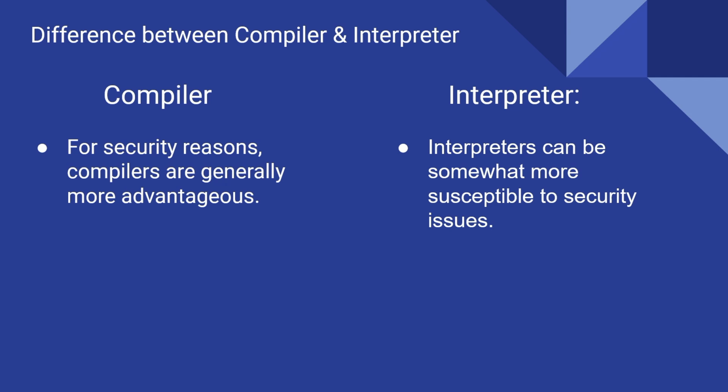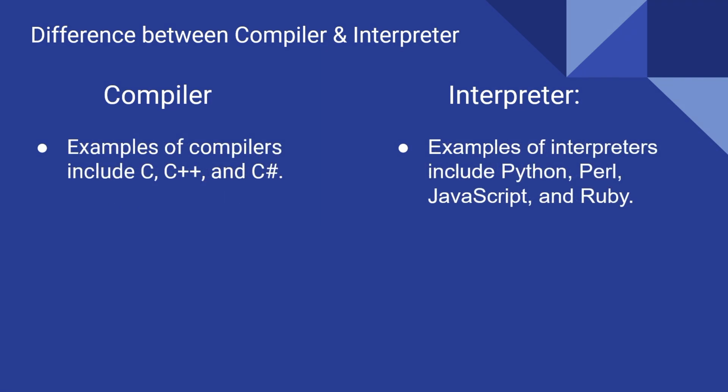For security reasons, compilers are generally more advantageous. Interpreters can be somewhat more susceptible to security issues. Examples of compiled languages are C, C++, and C Sharp. Examples of interpreted languages are Python, Perl, JavaScript, and Ruby.